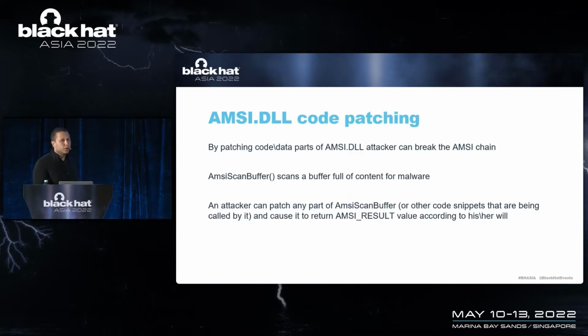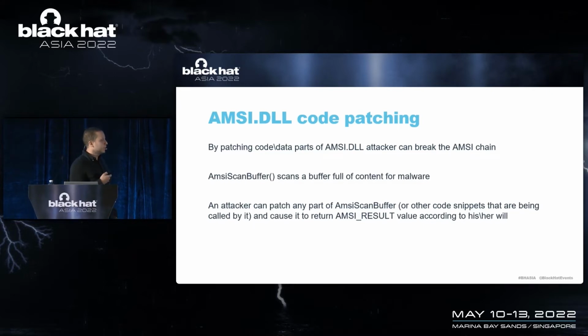The first option to break this link in the chain can be done by code patching. AMSI scan buffer, as we've seen, is the function that is implemented by the AMSI.dll as an export of AMSI.dll, and is responsible for scanning a buffer. What we can do is patch any part of this function or any other code components that are being called by this function in order to make it fail without filling the appropriate AMSI result.